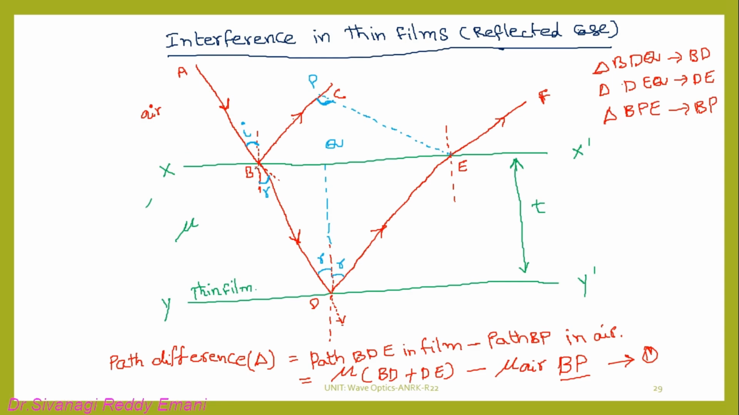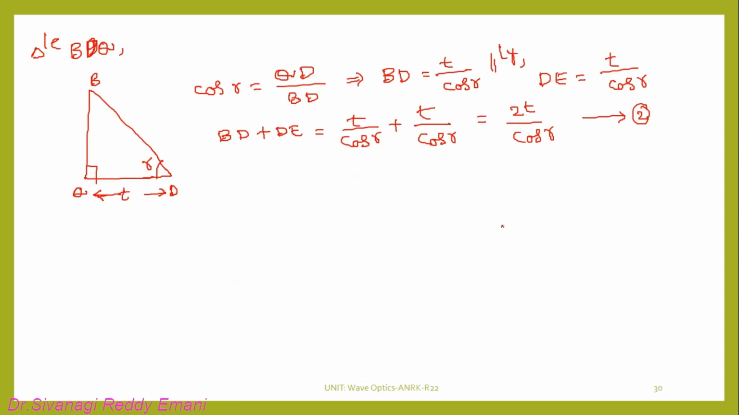In order to calculate BP, we take the triangle BPE. Whenever we take the triangle BPE, the right angle is at P, the angle at E and this is B. So at P it is 90 degrees, at E it is i. Now we will calculate BP. It is the opposite side, so we use opposite side by hypotenuse. We will write sine i.